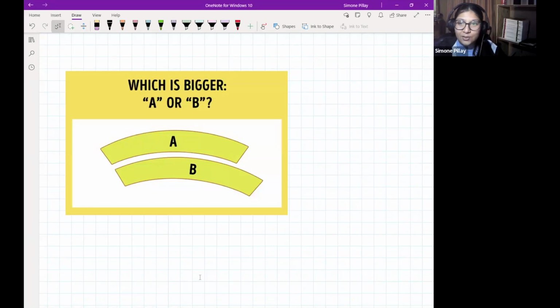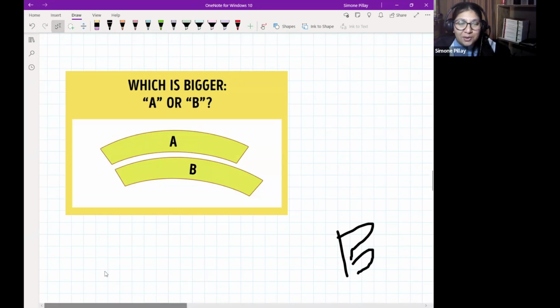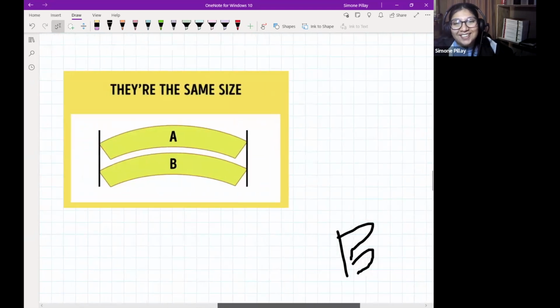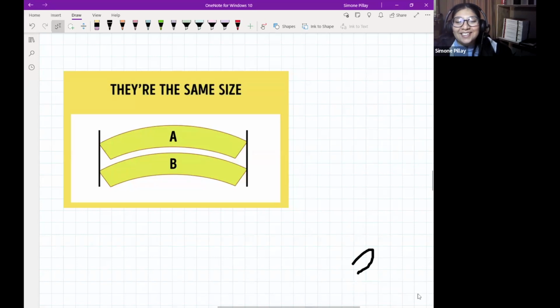Ma'am, Liako, you also have your hand up. Yes, ma'am. It's definitely B, ma'am. B is the biggest. Rory-san, do you agree with Liako? Ma'am, I don't know, I think they're the same size. Oh my gosh, are you sure, ma'am? This is actually a brain break, ma'am. Yay! It's making us think. I'm right. Don't you like these questions, guys? Come on, they're tough.